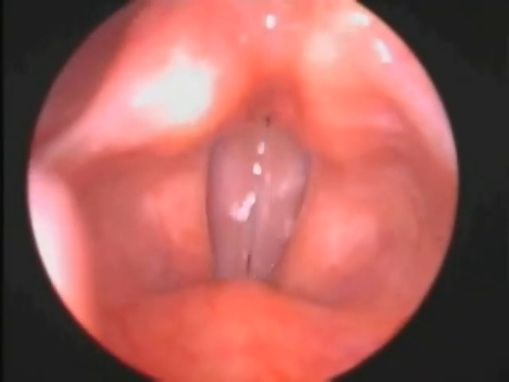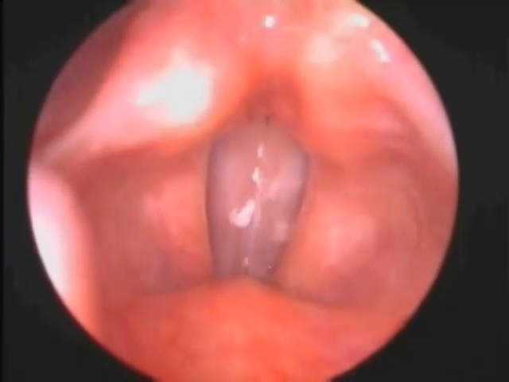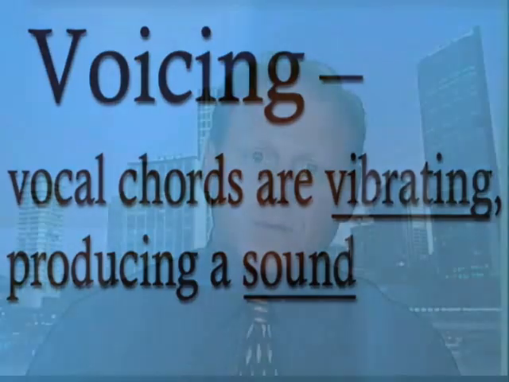It looks like something is opening and closing. I'll give you a hint. You've got a pair of these and you use them when you speak. Any idea? Those were vocal cords. Vocal cords are those tiny muscles that are right here in your throat that vibrate quickly and create sound, and that sound is your voice. Now you can easily make your vocal cords vibrate by just saying, ah, that's it. That's voicing. Voicing is when your vocal cords are vibrating, producing a sound.